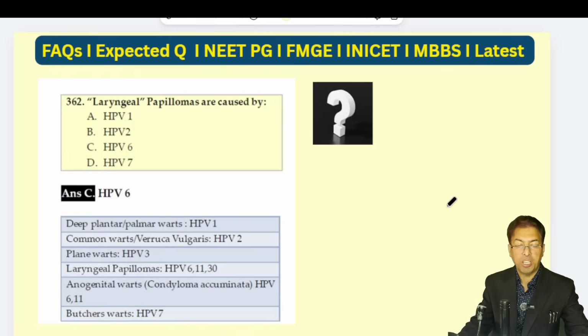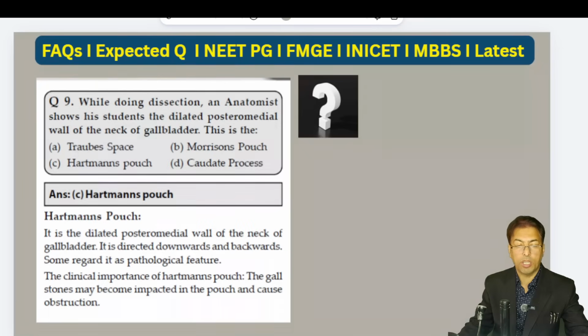HPV 6, 11, and 30 are very important. The examiner here has given a choice of 1, 2, 6, 7, and the most common is HPV 6. So it is very important to know the subtypes of HPV and which subtype predominantly causes what disease. That's very important. So you have to go into the micro level of certain questions. You may be remembering HPV, human papillomavirus, as a whole, but that's not important. Important is that you remember the subsets of human papillomavirus and what they specifically and predominantly cause. So that is my point in making you understand over here. As far as this question is concerned, you have to remember.